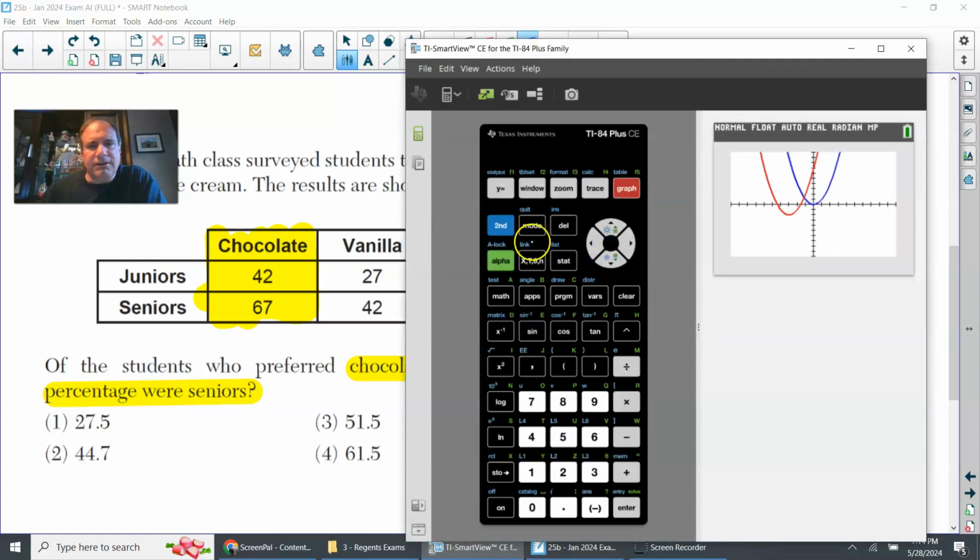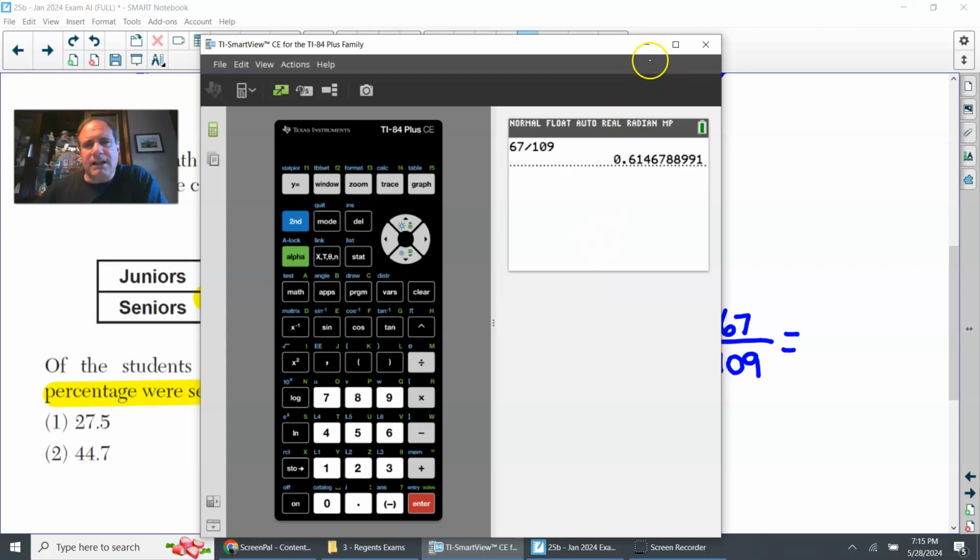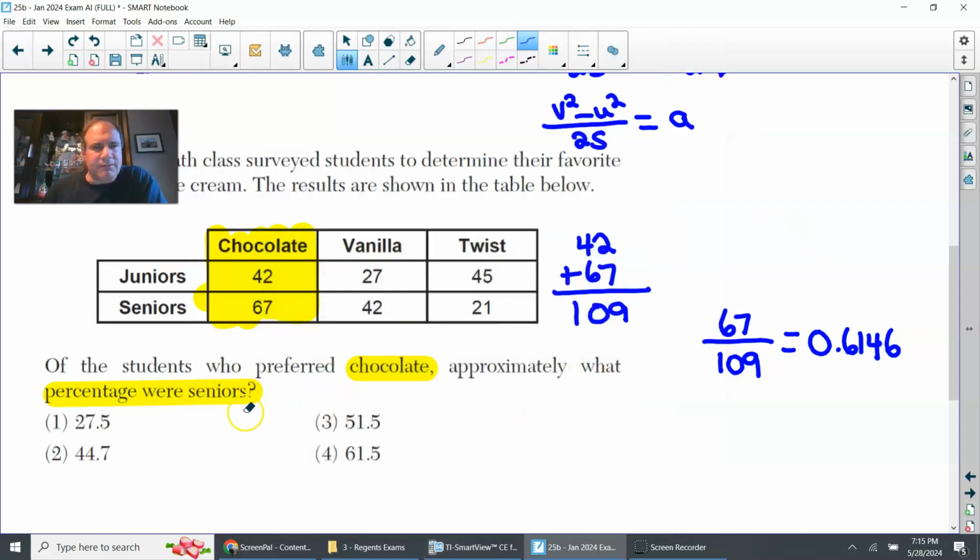Now I grab my calculator, and it is 67 divided by 109. And I can press enter. I have 0.6146. And let me go see what they wanted rounded approximately. So this right here, you're going to move this decimal over two places. So that's 61.5%, rounded to the nearest tenth. It's approximate. 4 is your answer. And that is that one.